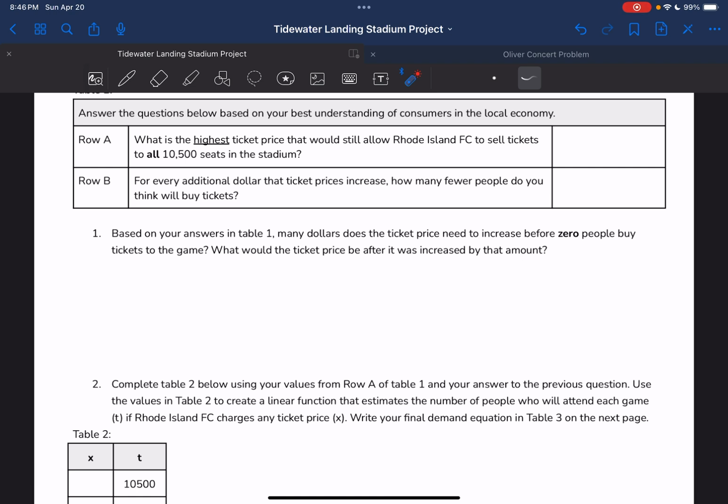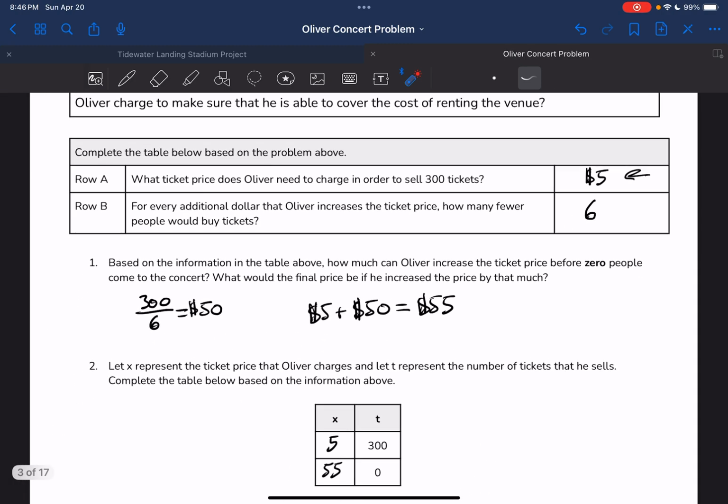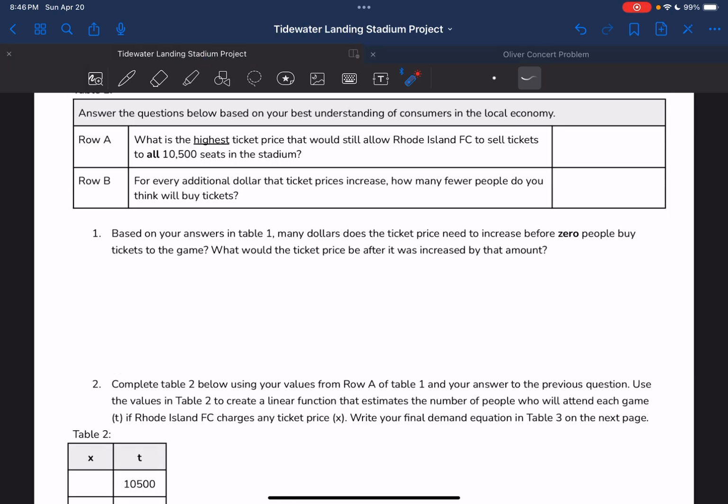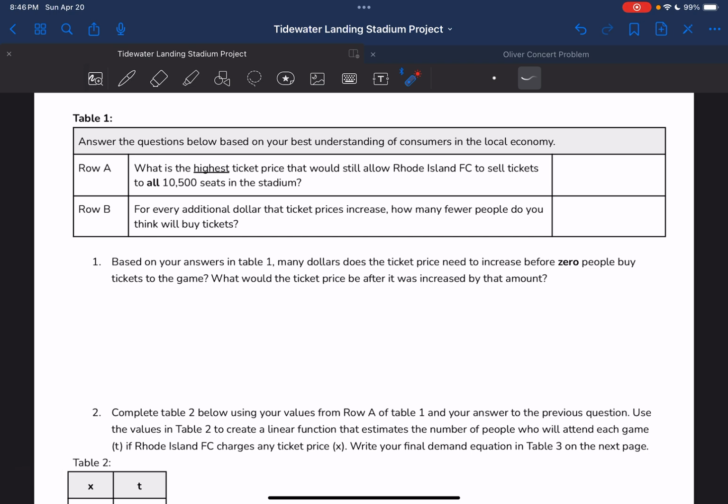And then if we move down here, based on your answer, table 1, how many dollars does the ticket price need to increase before 0 people buy tickets to the game? Remember, that's very similar to what we have going on over here. We're saying we have some ticket price that corresponds to some amount of attendance, and then we're increasing that ticket price to decrease that attendance. And so how many times do you have to increase the ticket price and lose this many people before all 10,500 people no longer are attending?